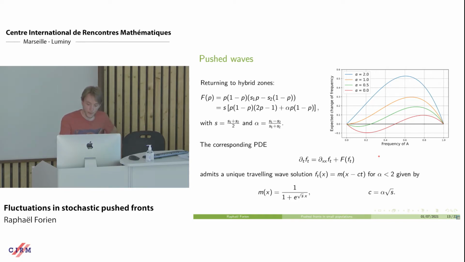Okay. What do we know about the deterministic equation? In this case, as I've said before, there is a traveling wave solution. It's unique, and this holds for as long as alpha is less than 2. And actually, the deterministic profile is explicit and does not depend on alpha, and the speed of the wave is proportional to alpha.